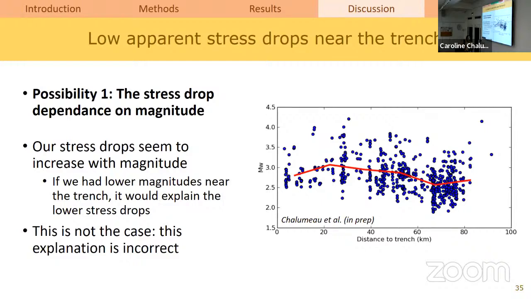The second part I wanted to explore a little bit is our observation of low stress drops near the trench. This could be explained in a few different ways. The first and most straightforward is that, as we have seen earlier in my region, we have an increase in stress drop as a function of magnitude. So we could imagine that if the magnitudes at the trench are low, then the stress drops at the trench might be low. However, this is actually not the case. Because the detection capabilities near the trench are generally lower than they are on land, we have higher magnitudes here overall, which means that this really can't explain why we have low stress drops near the trench.